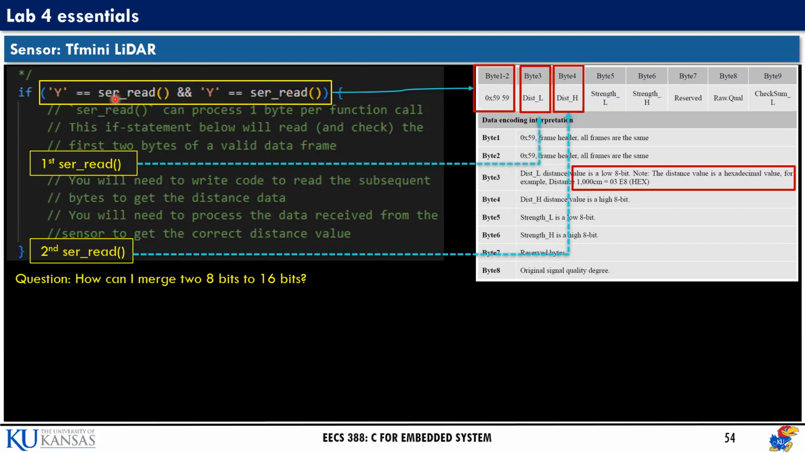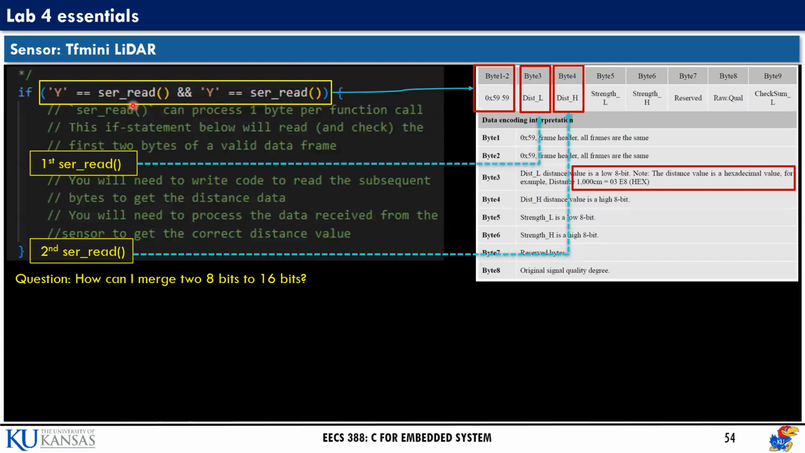We know this serial read function can read the data from the Rx data register. So what we are doing, this serial read is continuously reading the data from our LiDAR sensor. And if the value we are returning from that Rx data register is Y, this Y is basically the ASCII character of 0x59. So each function call of serial_read is giving us a byte by byte value from the sensor.